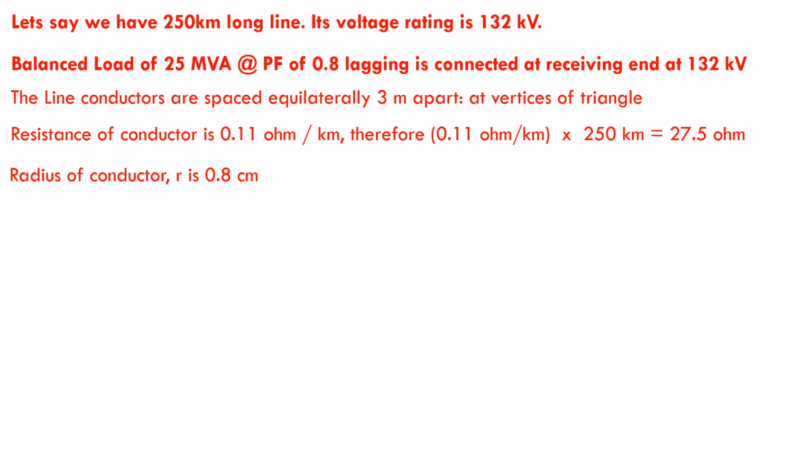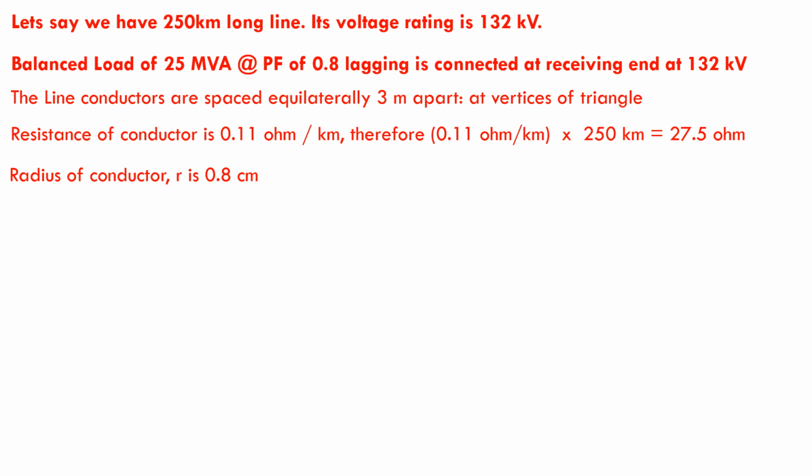Resistance of the conductor is 0.11 ohm per kilometer, and therefore for the total resistance of the line, just multiply it by the length of the line, that is 250 kilometers. So we will arrive at 27.5 ohms. This 27.5 ohms is nothing but the total resistance of the line of 250 kilometers. The radius of the conductor for each phase is 0.8 centimeter. So with this given data, we can find out the inductance of the line as well as the capacitance of the line.